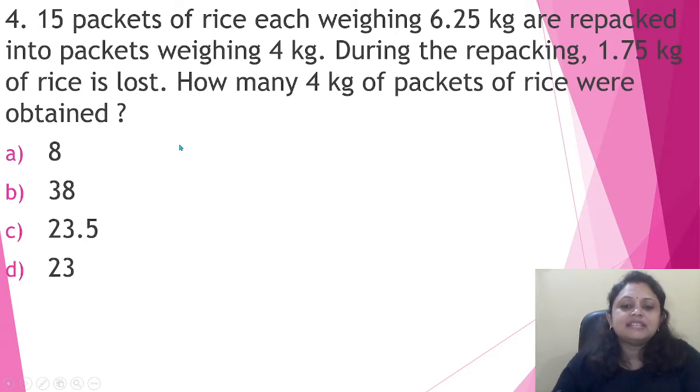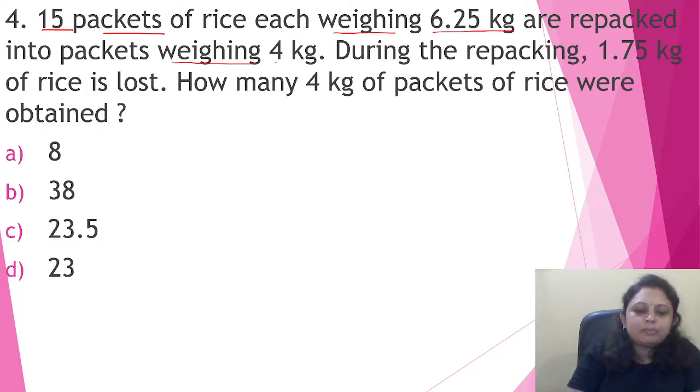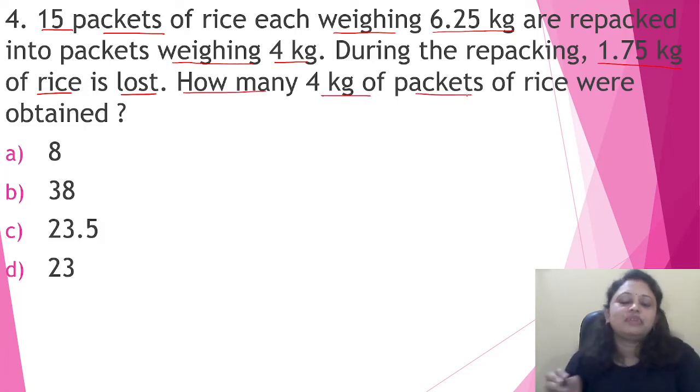15 packets of rice, each weighing 6.25 kg, are repacked into packets weighing 4 kg. During the repacking, 1.75 kg of rice is lost. How many 4 kg packets of rice were obtained? Option A 8, B 38, C 23.5, D 23. So in the question, what is given? 15 packets of rice, each weighing 6.25 kg, are repacked into packets weighing 4 kg, and during the packing, 1.75 kg of rice is lost. So we have to find out how many 4 kg packets of rice are obtained.